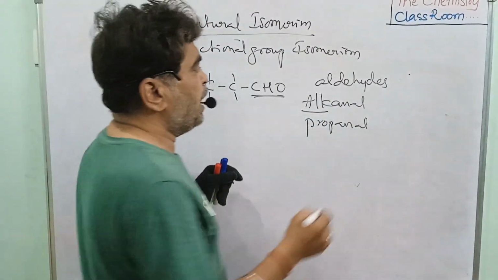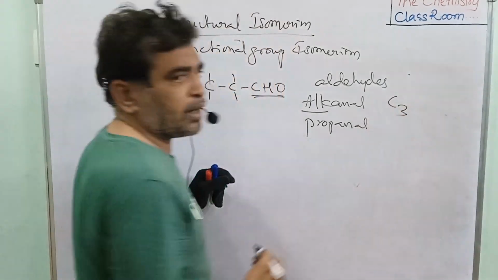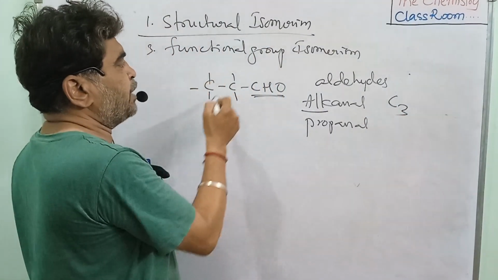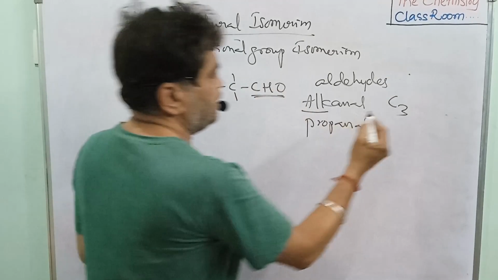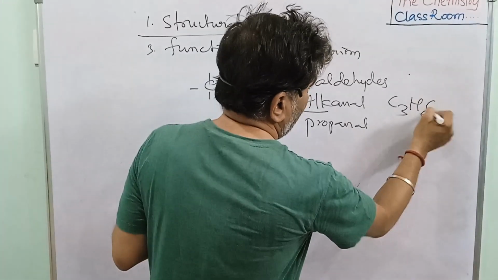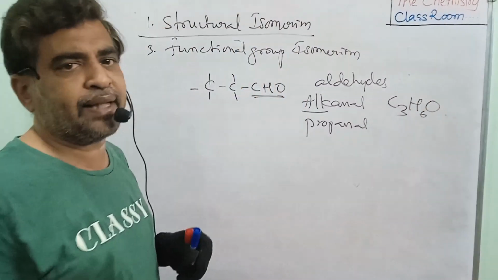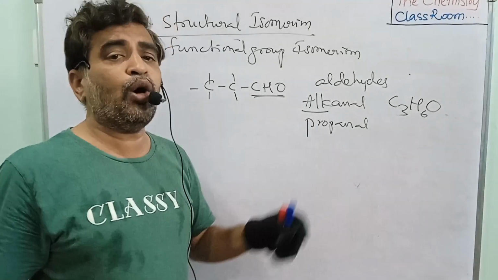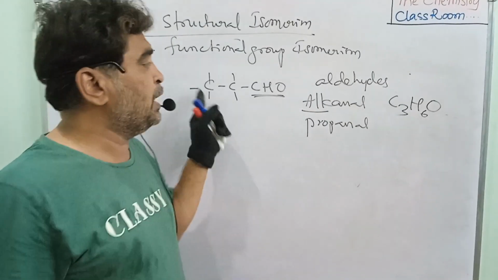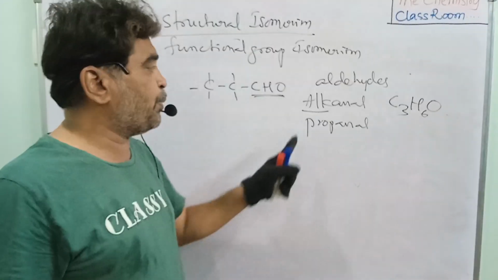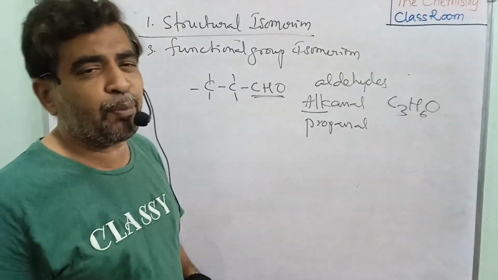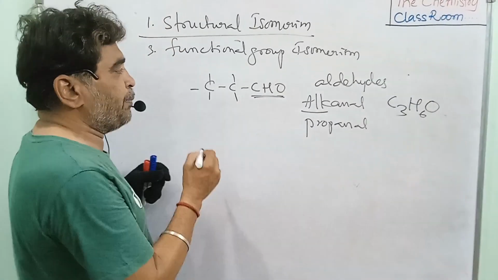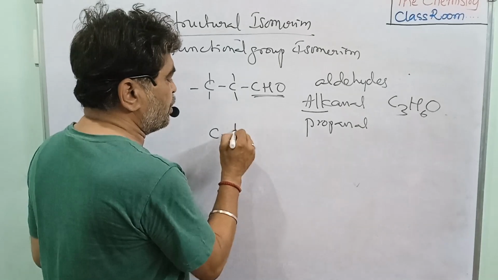In this propanal, how many carbons do you have? 3 carbons. And the hydrogens: 2 plus 3 plus 1, that is 6 hydrogens, and 1 oxygen. C3H6O is the molecular formula for this compound. This compound is an aldehyde, and its name is propanal. With the same 3 carbons, I am writing one more compound.